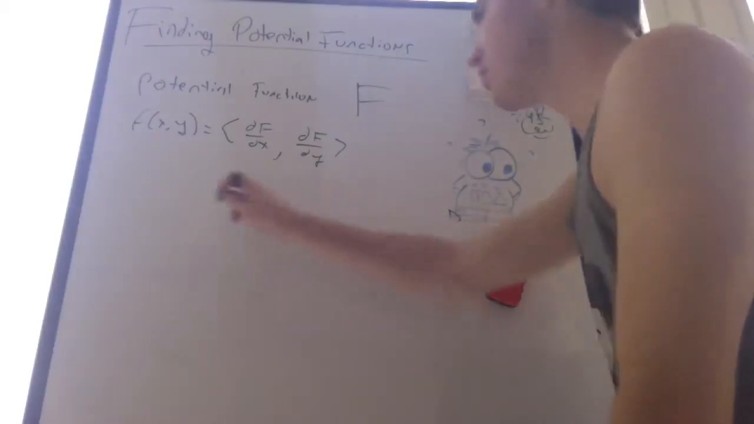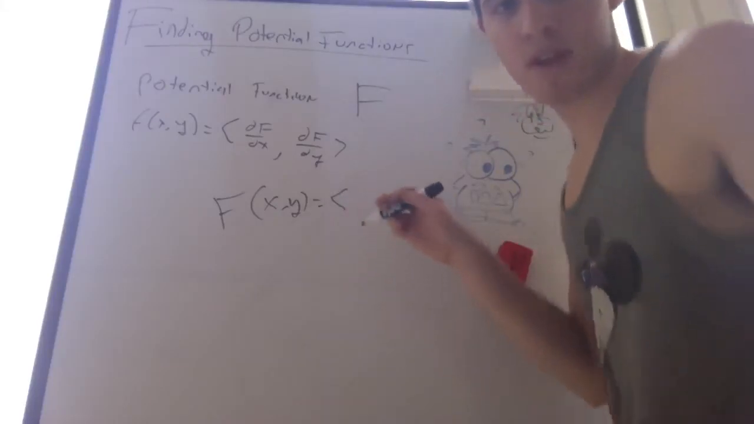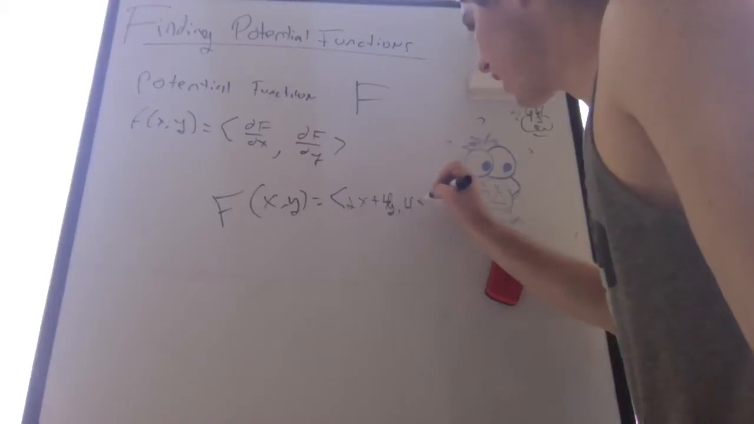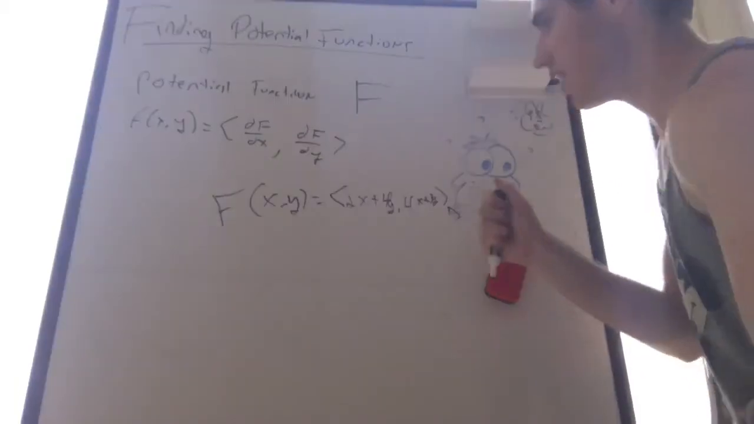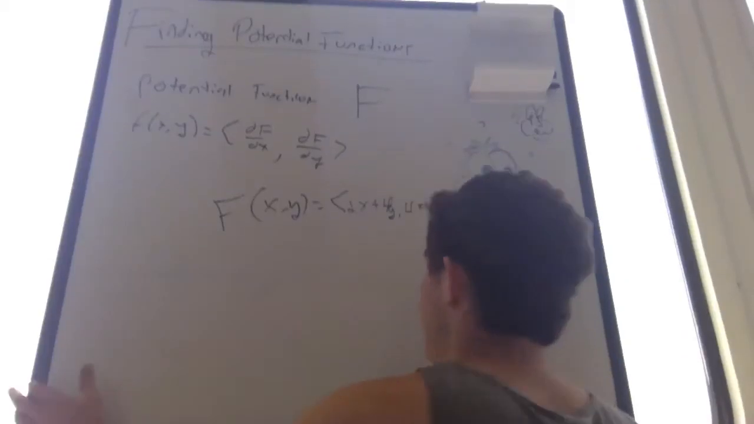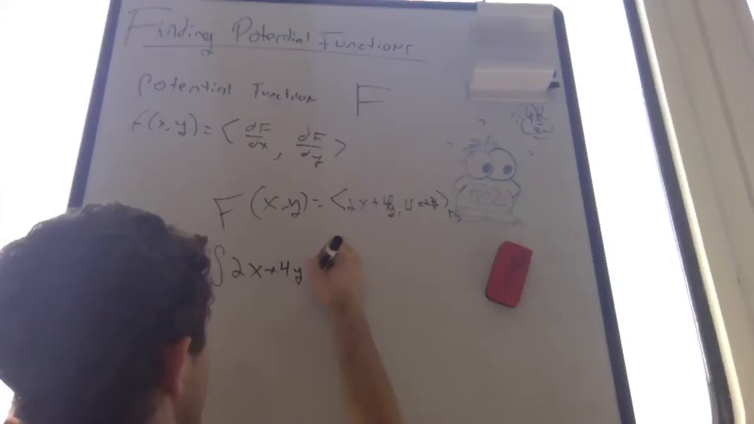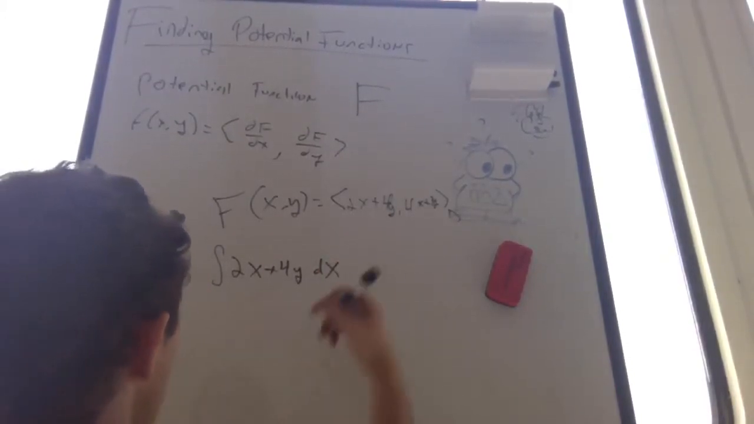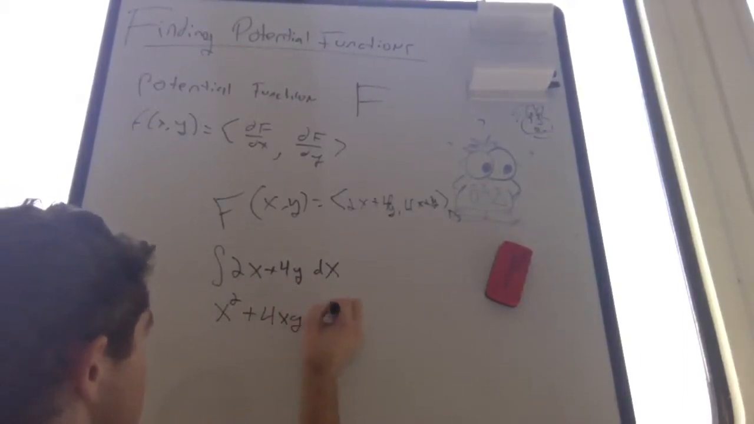First, let's consider a simple example. F of x, y equals 2x plus 4y, 4x plus 3y. So, what we can do is take the integral with respect to x here and with respect to y here. If we do such a thing, we get the integral of 2x plus 4y dx. Here we are treating y as a constant because we are integrating with respect to x. When we carry out this integral, we get x squared plus 4xy plus c.